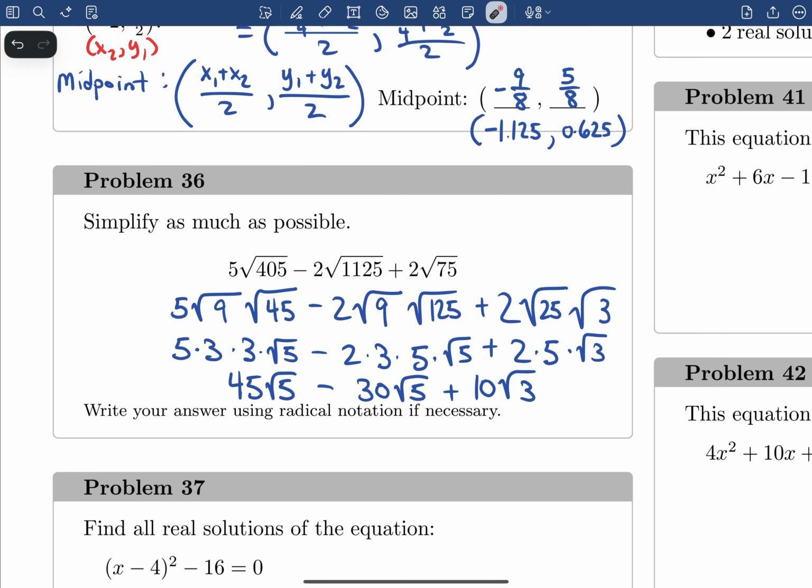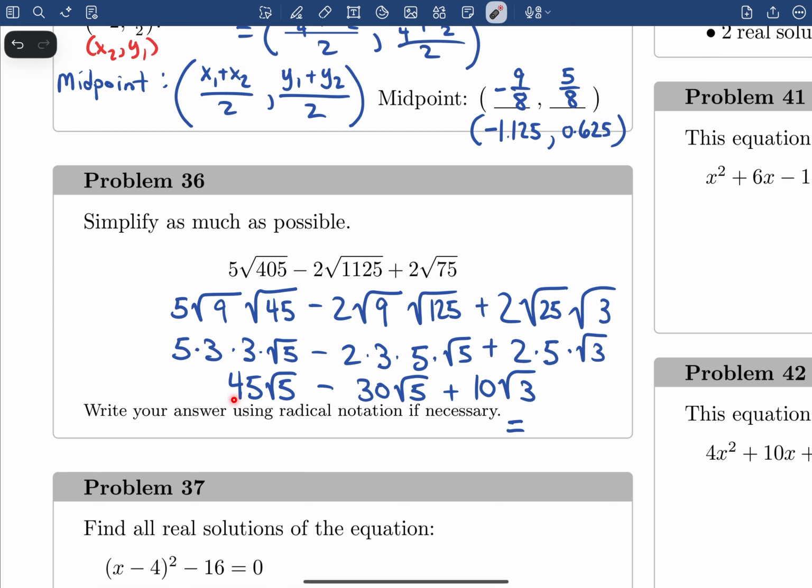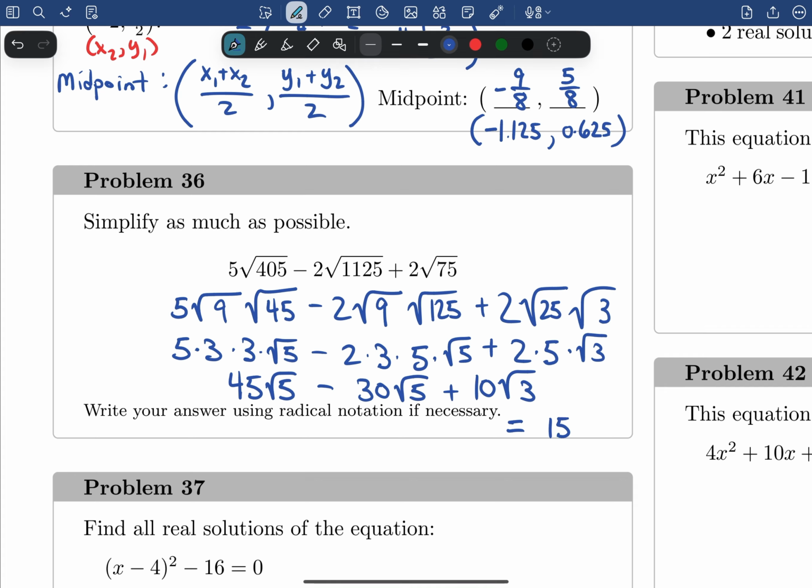Now, you'll recall that radicals are like radicals if they have the same index and the same radicand. So I see the square root of 5 here and the square root of 5 here. So these two terms have like radicals, and I can combine them together. So my final step, my very final step, is 45 root 5 minus 30 root 5, which is 15 root 5. And now I still have the plus 10 root 3. There you go.